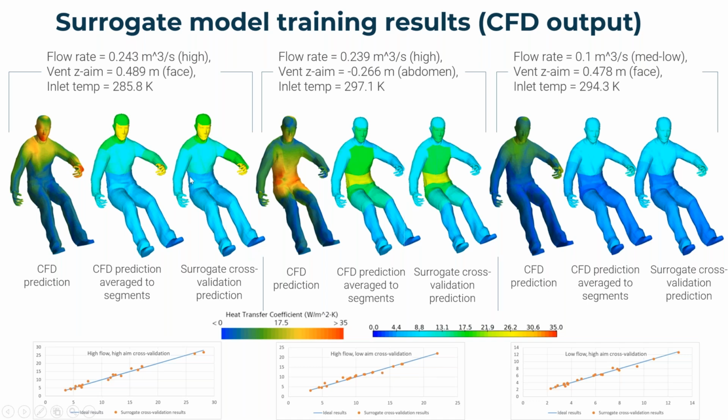Here in the color scale, looking graphically, the surrogate model looks pretty visually identical. So again, we're trying to pick up this high convection in the upper body when the conditions are aimed that way. This middle case has a much lower aim vector, so we get the high convection around the lower torso abdomen area. And then this final case just has a much lower flow rate and is still aimed at the face. So the highest convection is still upper body here, but much lower values than in that high flow rate case.